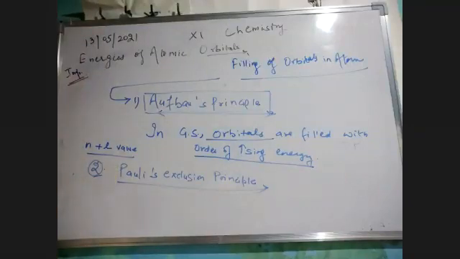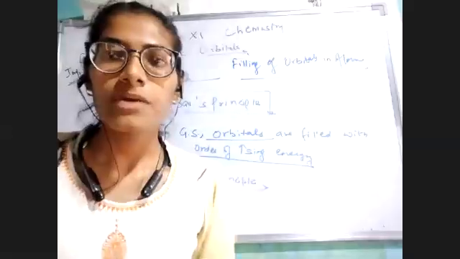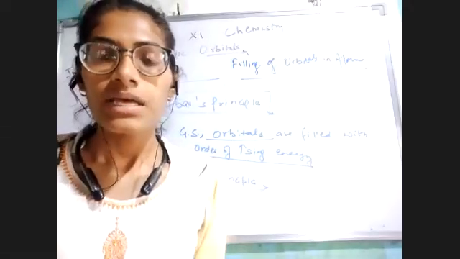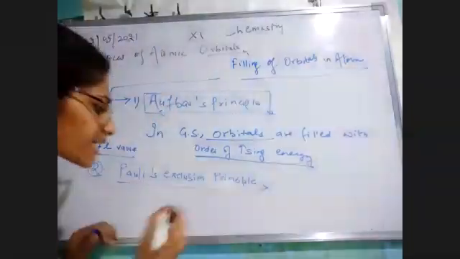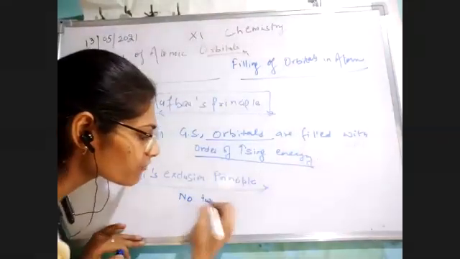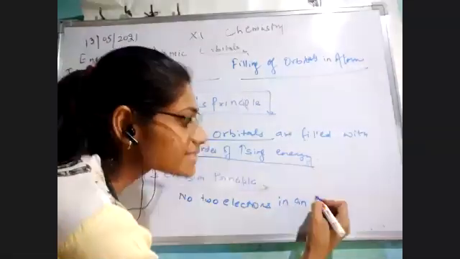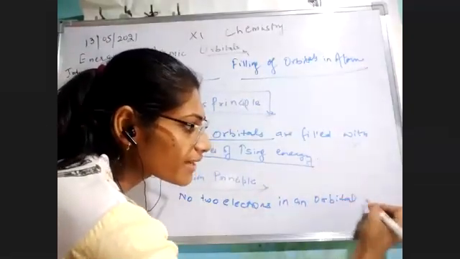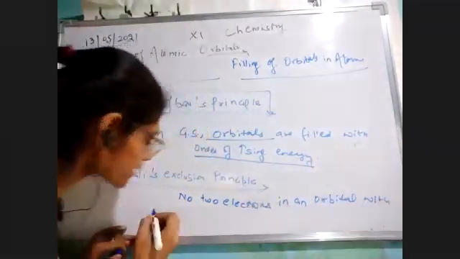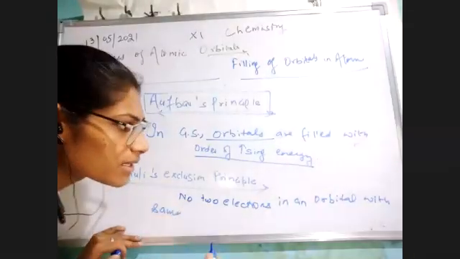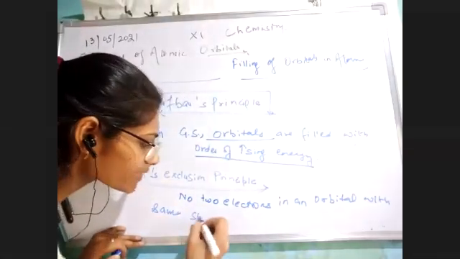Okay, so let's start the Pauli exclusion principle. Pauli's exclusion principle was very simple, quite obvious. He just told us that no two electrons can be filled in an orbital with the same spin. What I'm saying is that no two electrons in an orbital can be filled with the same spin.